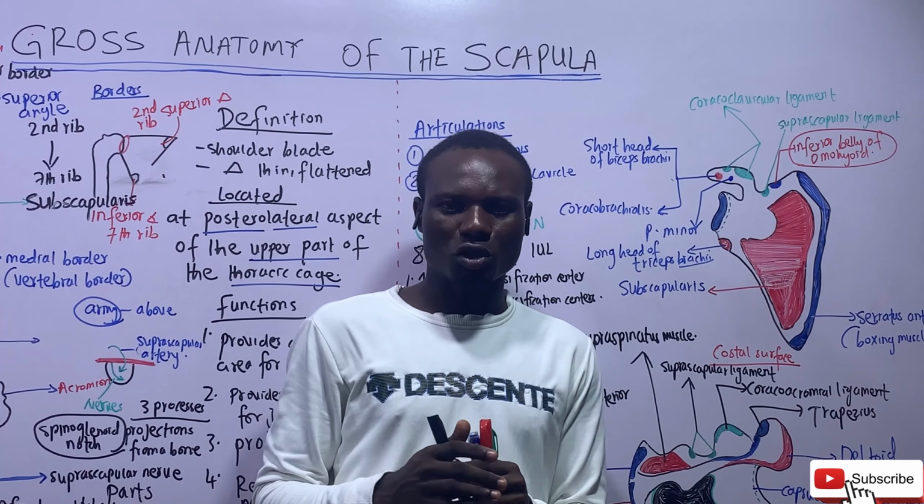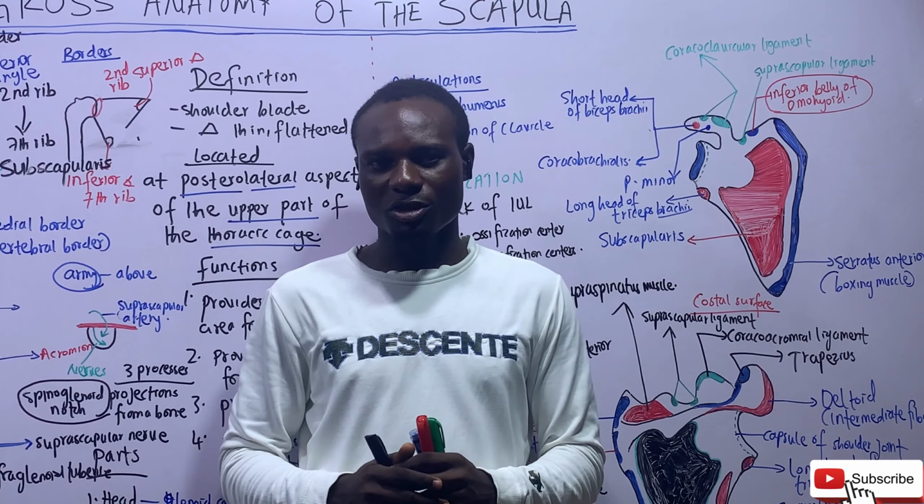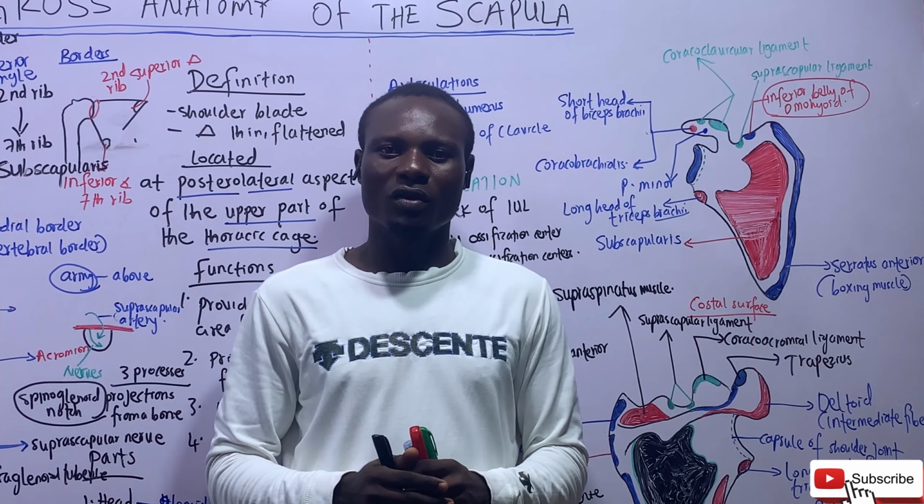We're able to discuss the shoulder blade on the posterolateral aspect of the thoracic cage. So up next, we're going to discuss the humerus, the proximal long bone of the upper extremity.